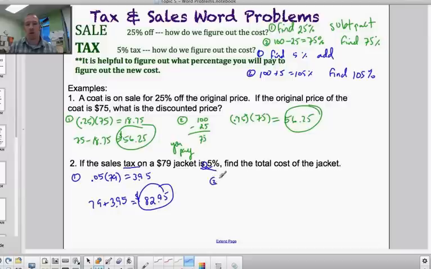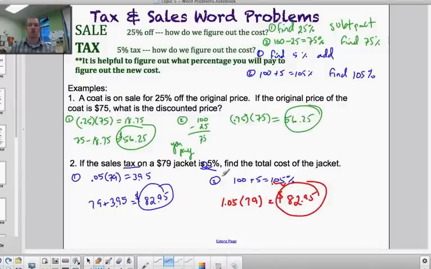So our second way, trying that again, would be 100 plus 5% equals 105% that we're paying. So moving the decimal twice to get it as a decimal, we do 1.05 times 79, and that gives us 82.95 again. Alright, so those are two different ways.